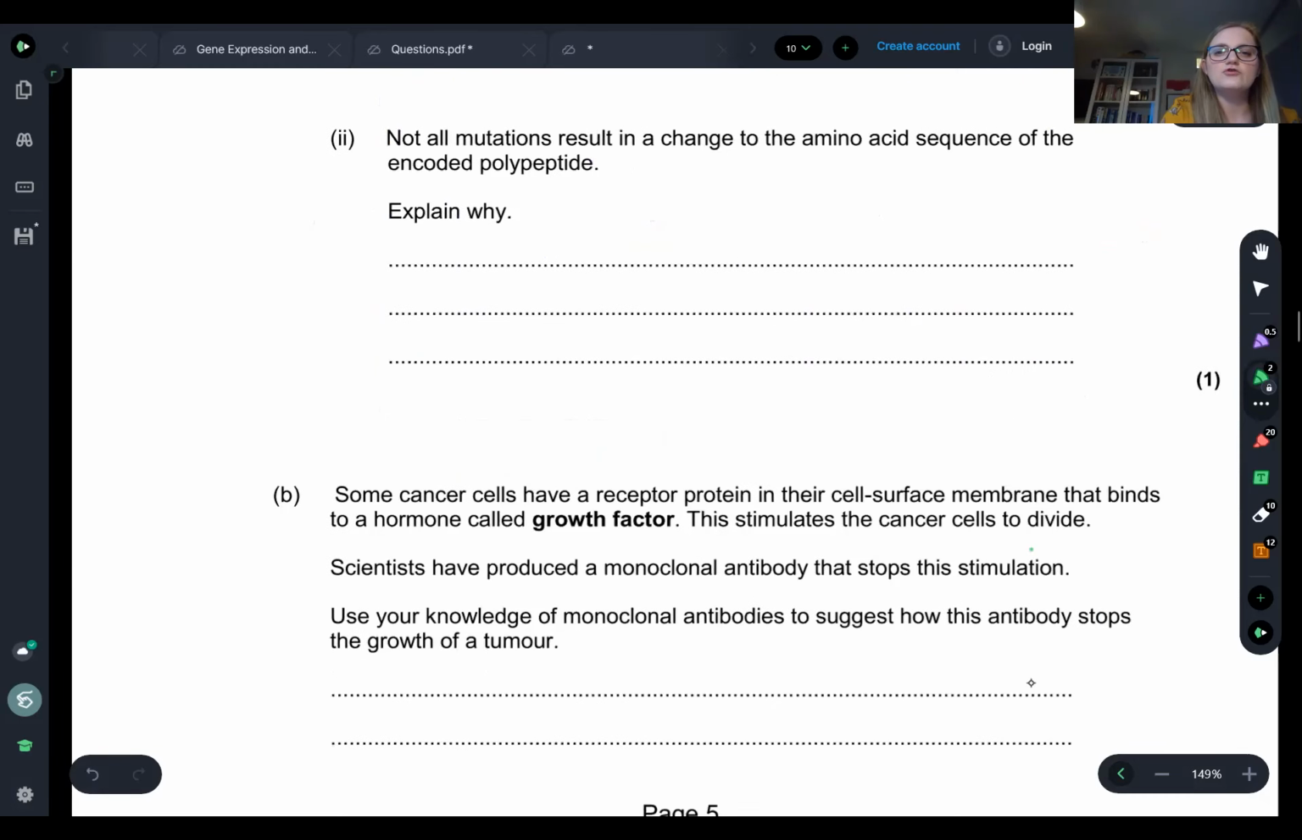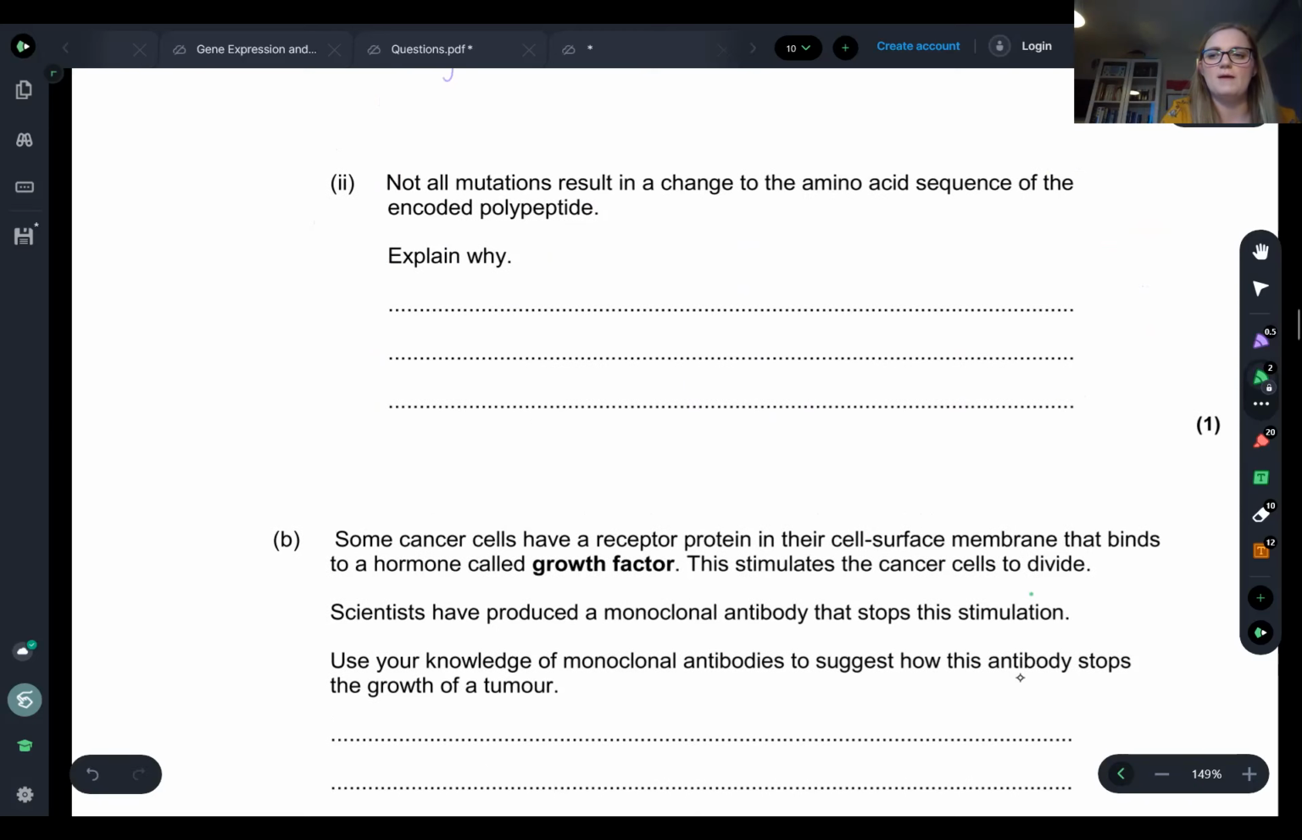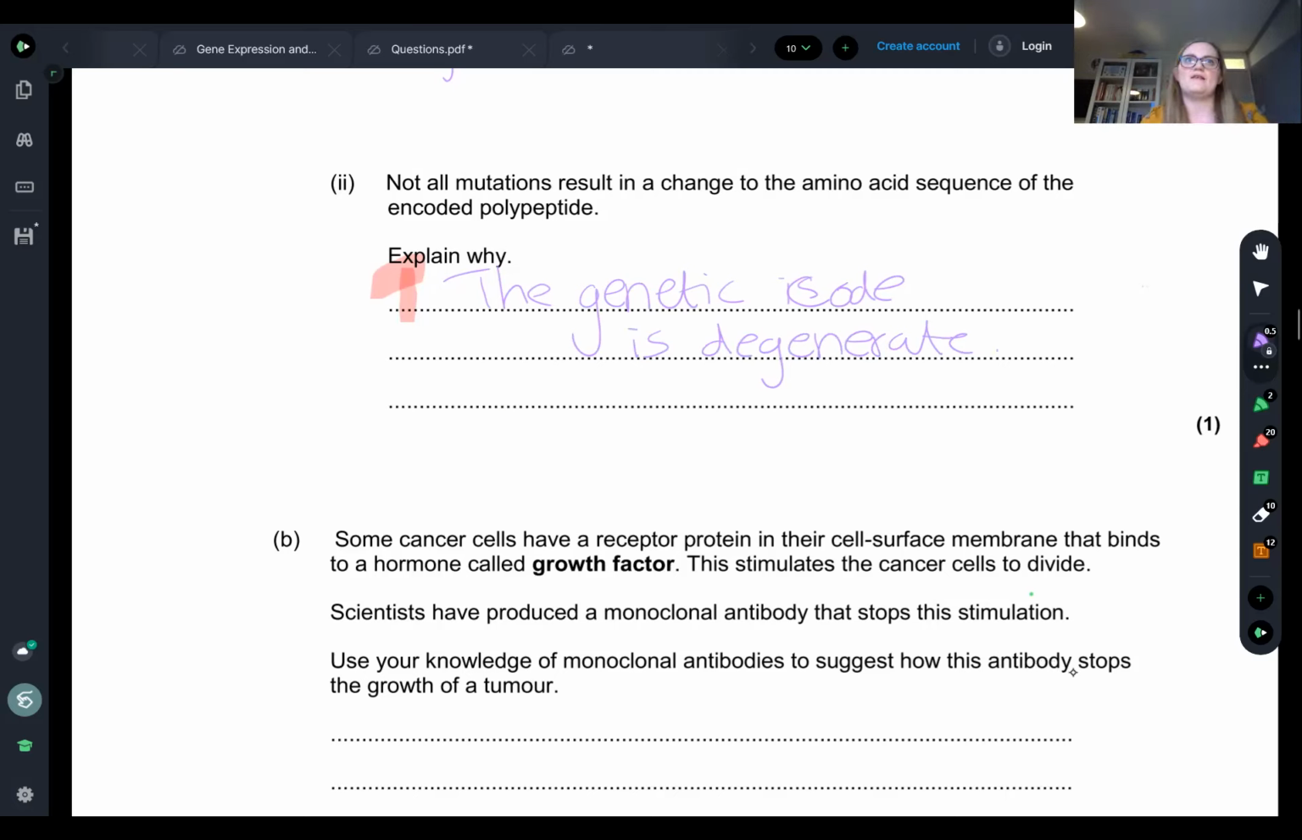Then we're asked, not all mutations result in a change in amino acid sequence of the encoded polypeptide. Why? This is because the genetic code is degenerate, and that is all you have to say. Genetic code is degenerate. And remember, what we mean by that is that more than one triplet code codes for one amino acid.